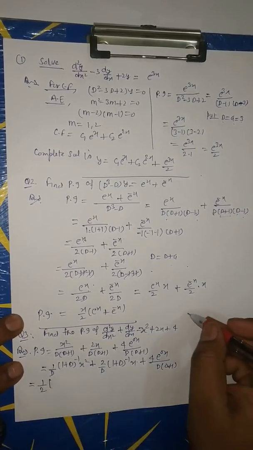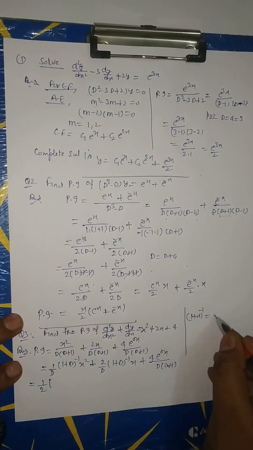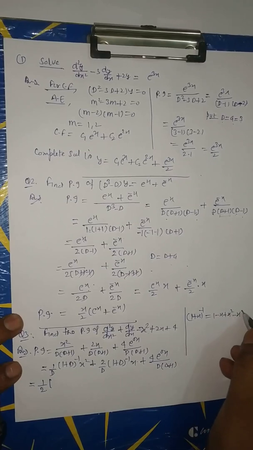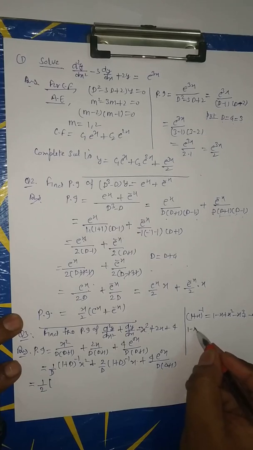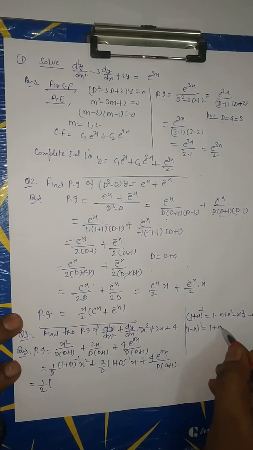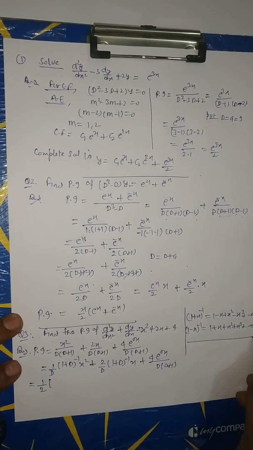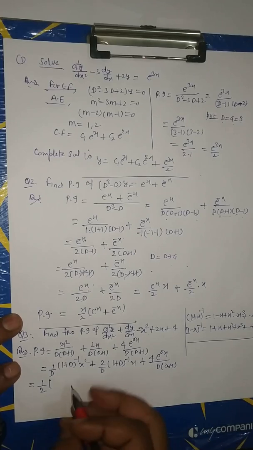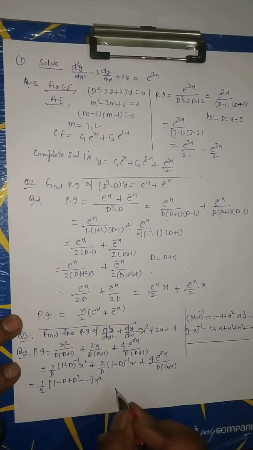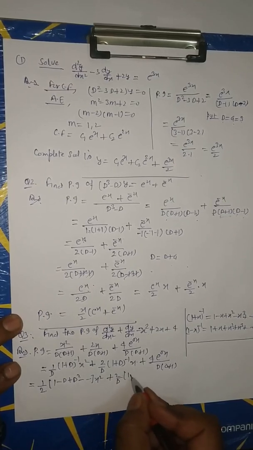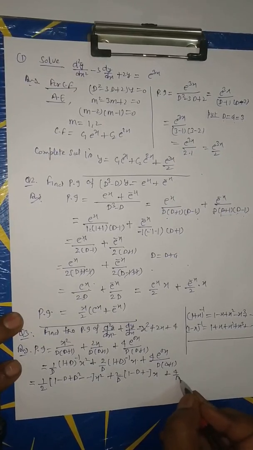Expand binomially. We know that the formula of binomial (1 plus x) whole power minus 1 is equal to 1 minus x plus x square minus x cube plus up to infinity terms. Similarly (1 minus x) whole power minus 1 is 1 plus x plus x square plus x cube plus up to infinity terms. Now (1 minus d plus d square minus up to dot) x square plus 2 upon d (1 minus d plus up to dot) x plus 4 upon d.